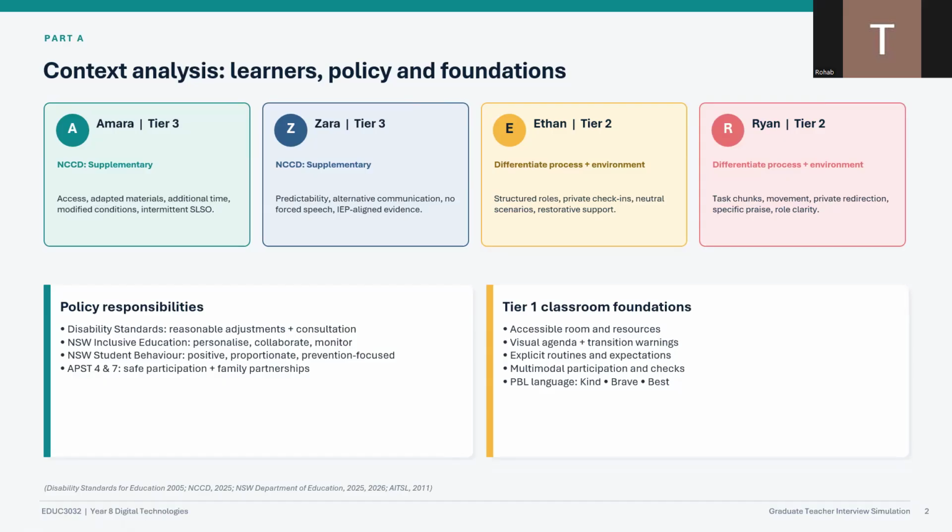The New South Wales inclusive education policy requires personalized planning, collaboration, and review. The New South Wales student behavior policy requires prevention, focused, positive, and proportionate responses. At Tier 1, which is the entire class, the class will experience an accessible room, visual agenda, explicitly taught routines, transition warnings, and multimodal response choices. Also, consistent language will be fostered as well: be kind, be brave, and be your best. And I believe these foundations will reduce uncertainty and make learning much better.